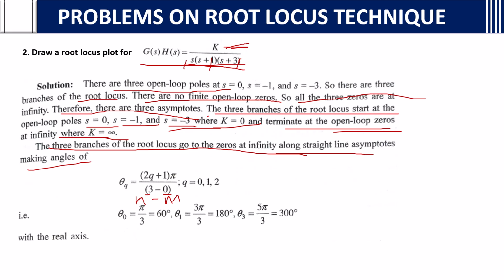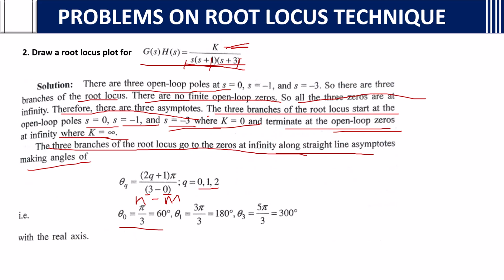N minus m. N is the number of poles, poles minus zeros. Poles is 3, and there are no zeros, so 3 minus 0. So q will be 0, 1, 2, as there are 3 asymptotes. So theta naught is equal to pi by 3.